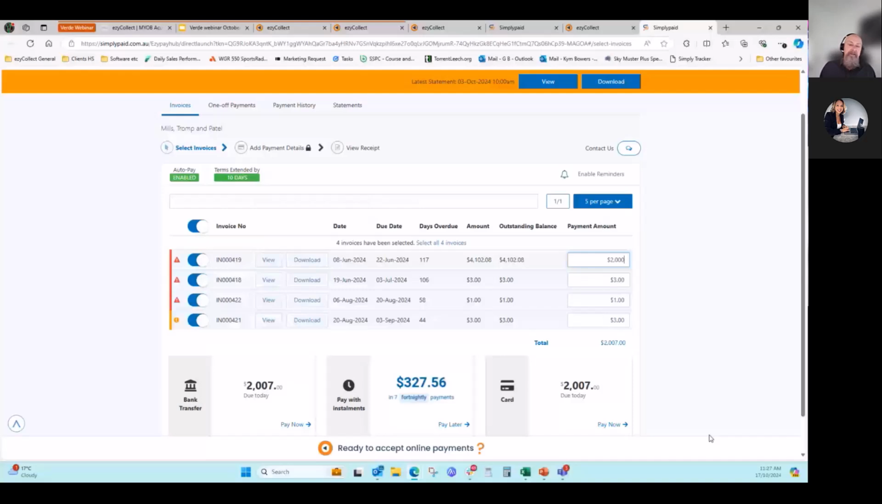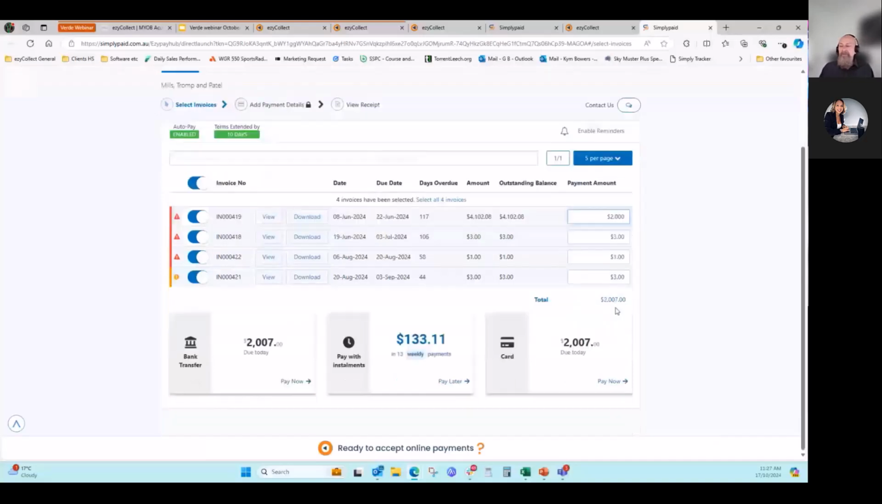Now, the problem is under normal circumstances, if they paid you $2,000, the natural response is, oh, I've got this $3, this $1, and this $3. I'll get rid of those out of the 2,000 and I'll just apply 1993 to this 4,100. But that's not what they wanted paid. And then we all know in this room, when you come to reconcile that 6 months later and they go, no, I only owe you $2,102 on this invoice, and we've allocated to these small ones to get rid of them.